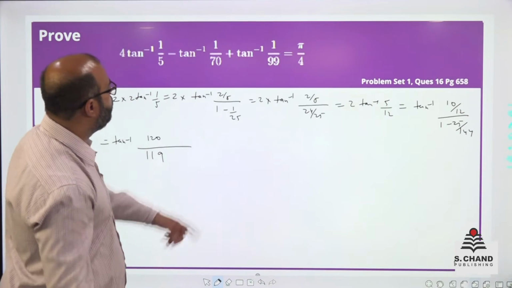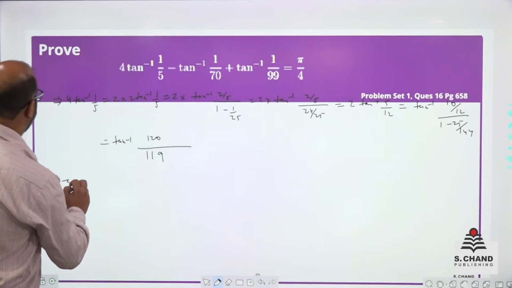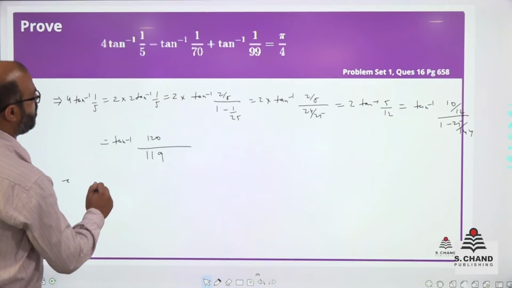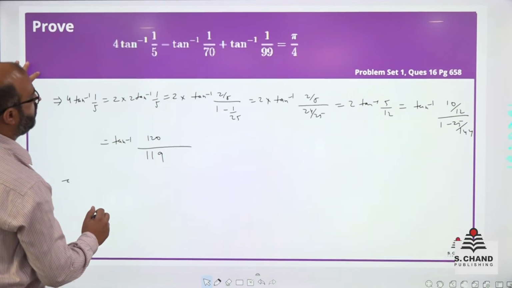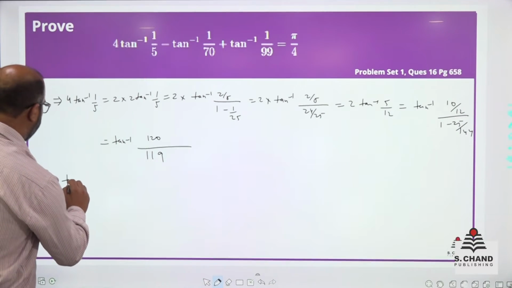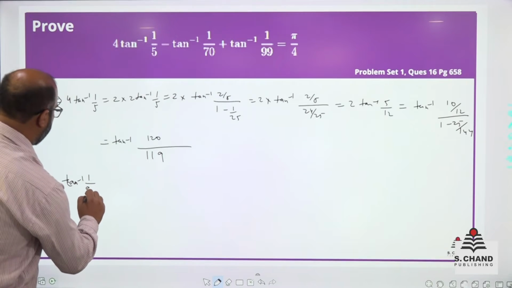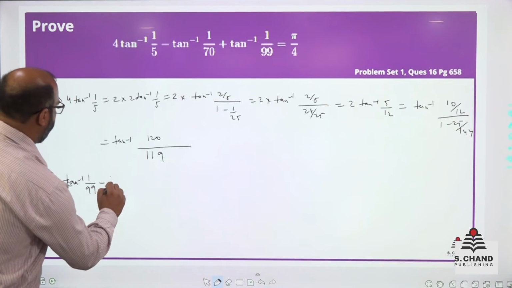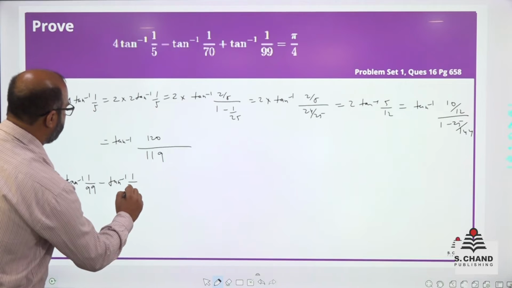What about next two terms? So tan inverse of 1 by 99 minus tan inverse of 1 by 70.